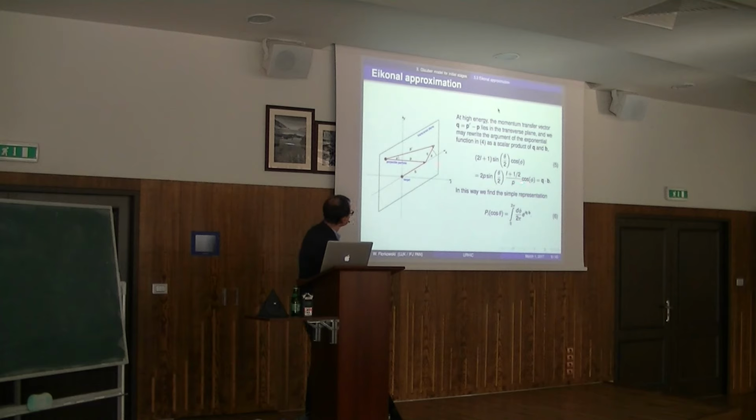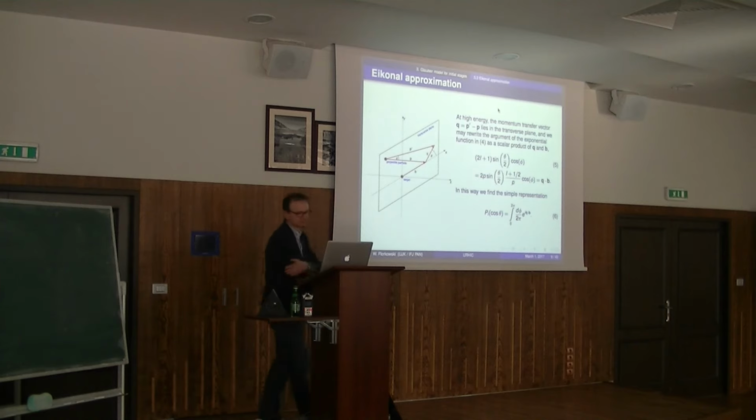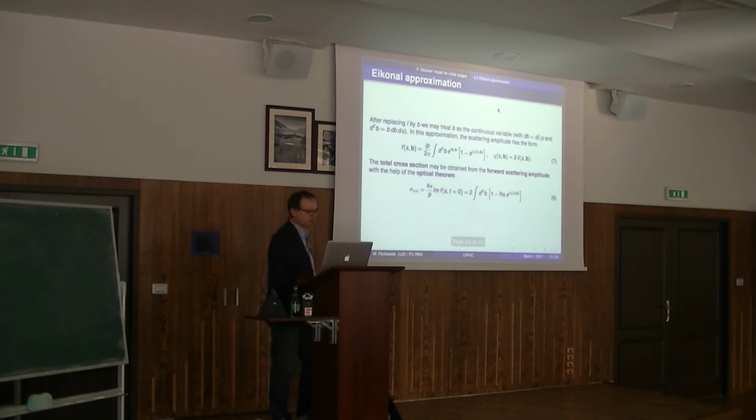Cosine phi is used to introduce the scalar product of two vectors, and when theta is small, then sine theta over 2 is just theta, or sine theta, you can neglect the 2 here. So P_L looks very pretty. It's just the integral over the azimuthal angle of this phase. And then the amplitude can be represented as the integral over the impact parameter.